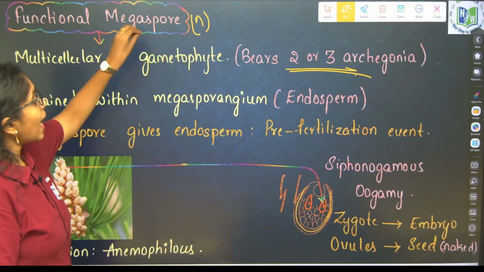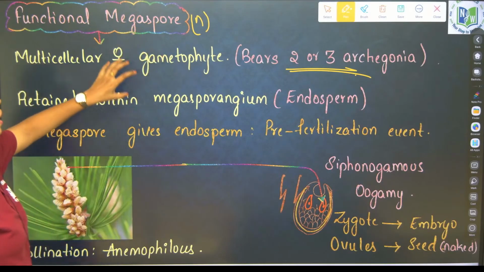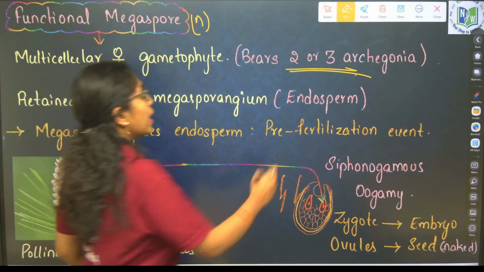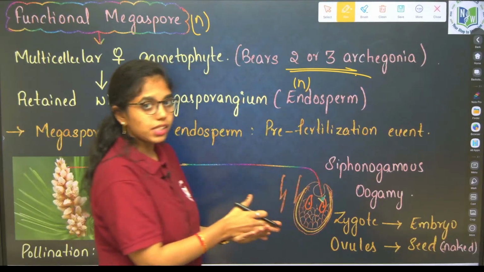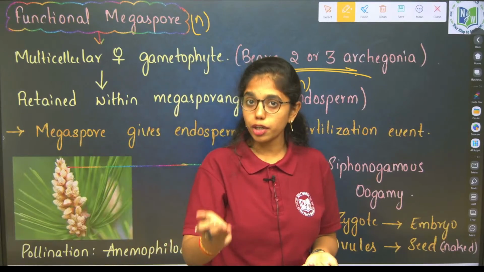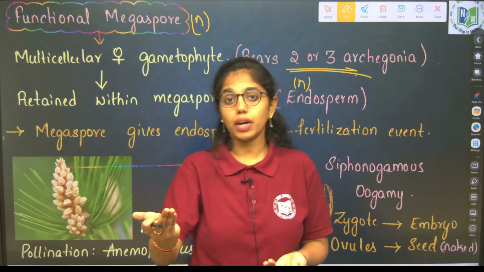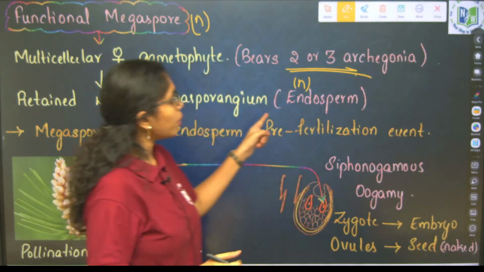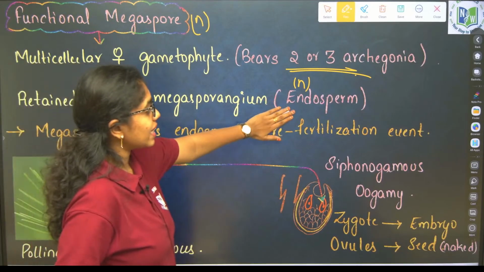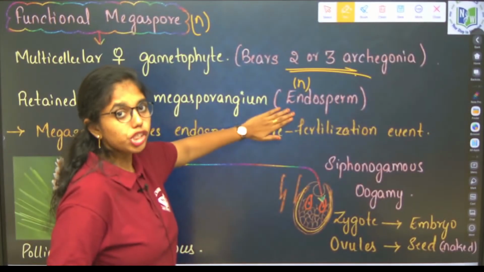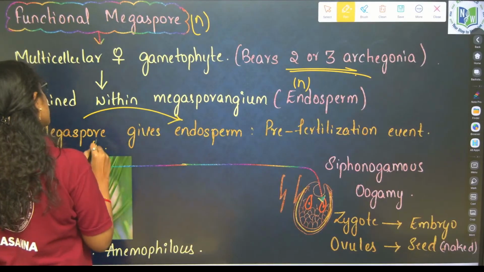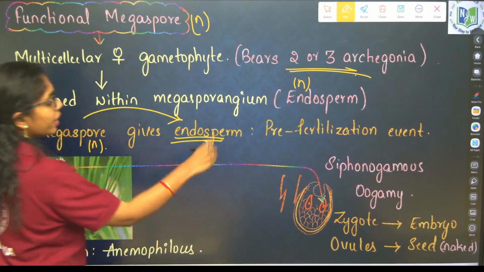So the haploid female gametophyte is retained within the megasporangium. Endosperm here is formed pre-fertilization, unlike angiosperms in which endosperm is formed post-fertilization. Triploid endosperm in angiosperms is formed post-fertilization, but in gymnosperms, endosperm is formed pre-fertilization, okay, before the fertilization. Because of this, it is what? Haploid endosperm, which is nutritive. Clear, right? So megaspore will give rise to endosperm. Megaspore, which is haploid, gives rise to endosperm pre-fertilization.